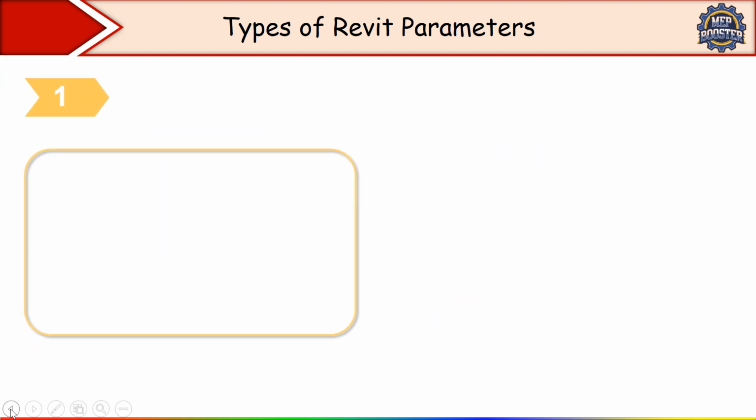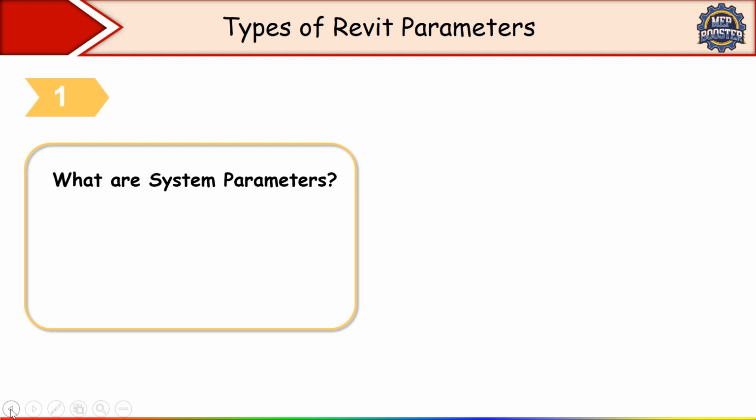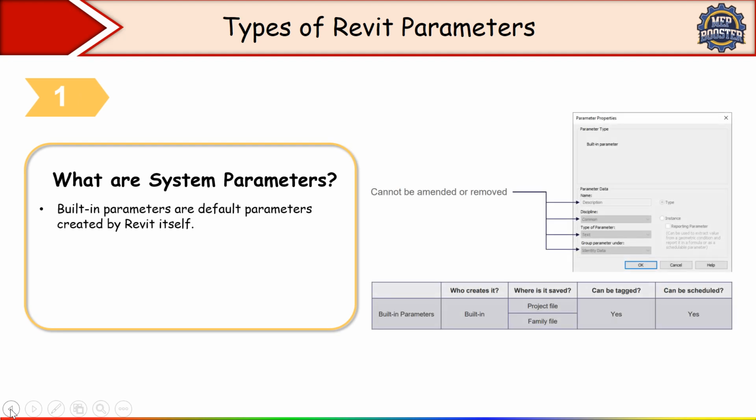So first of all, we are going to discuss the system parameters. So what are system parameters? It is given that system parameters are also called built-in parameters. Built-in parameters are default parameters created by Revit itself. It means these parameters already exist inside Revit. Whenever you draw something, Revit automatically attaches them. You do not need to create length, width, height, diameter, flow, level.